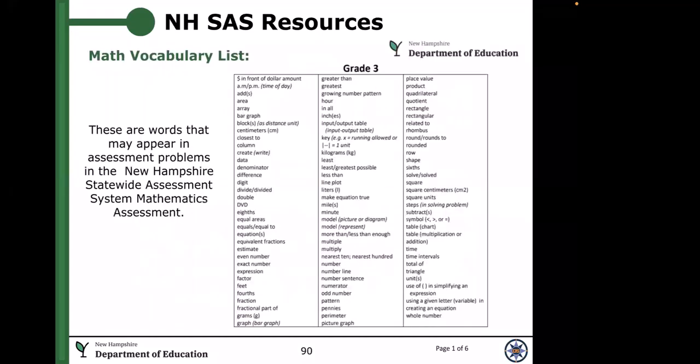Also, vocabulary lists for both math and ELA at every grade level. This has to do with, for ELA and math, all the vocabulary that you might see on the New Hampshire SAS assessments for each grade level. They're game changers, to be honest with you. If you do nothing else, at least look at these vocabulary lists, because some of these particular words we just don't necessarily get to in our everyday instruction, so they're super helpful.